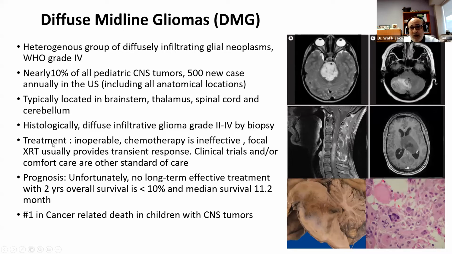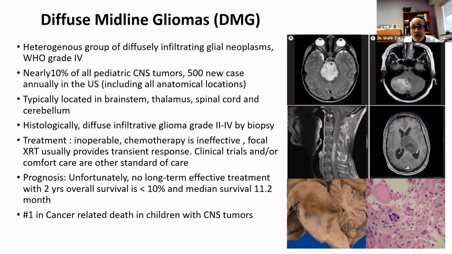Treatment, these are non-surgical diseases. It's inoperable, meaning no gross total resection, because they are in eloquent locations, except some areas you can attempt, like in the cerebellum or in the thalamus. Chemotherapy is ineffective. Focal radiation usually provides a transient response, and clinical trial and/or comfort care are other standards of care. So this is one tumor where you can simply send the patient to hospice without any intervention.